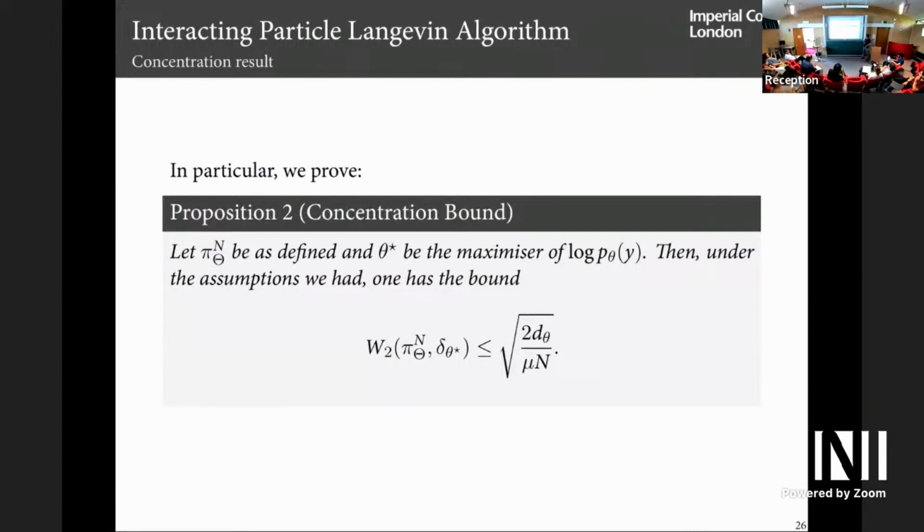Anyway, the point here is that the concentration of the theta marginal of this density around theta star can be quantified like this. It involves the strong convexity constant, the dimension of theta, and the number of particles. It's a non-asymptotic bound. You could probably get exactly the same result by setting n to 1 and then scaling time in the first equation, more in the second.